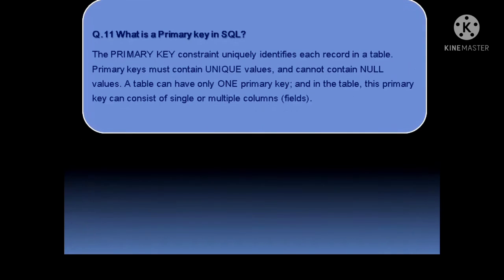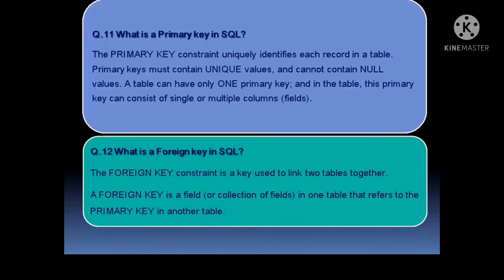Moving on to the next question. Question number 11. What is a primary key in SQL? The primary key constraint uniquely identifies each record in a table. A primary key cannot contain a null value and it must be a unique value. A table can have only one primary key, and this primary key can consist of single or multiple columns.